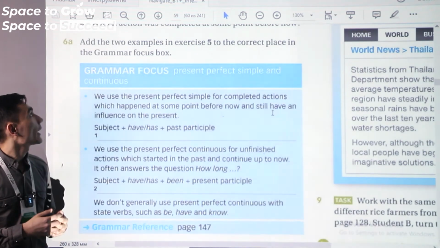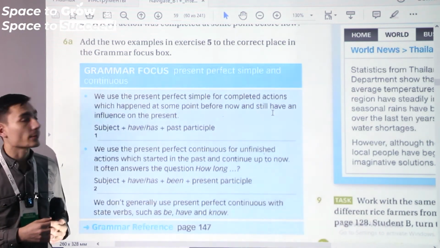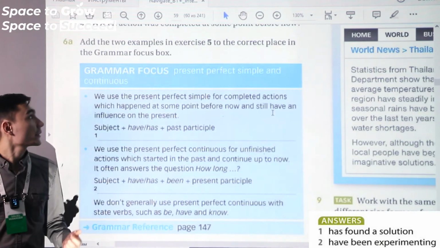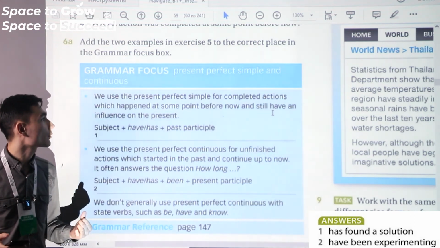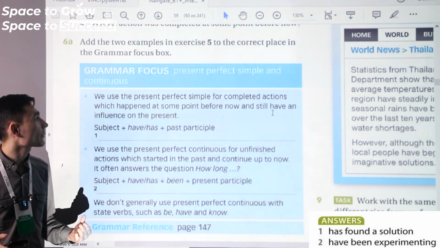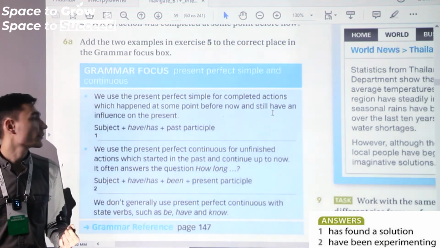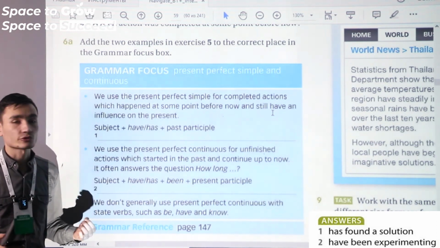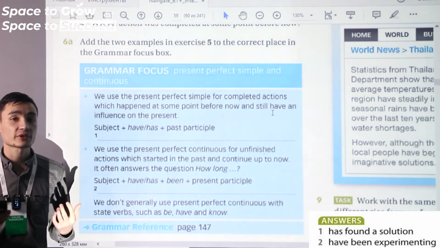Exercise 6A. Add the two examples in exercise 5 to the correct place in the grammar focus box. Grammar focus, present perfect simple and continuous. We use the present perfect simple for completed actions which happened at some point before now and still have an influence on the present. For example, here: subject plus have/has plus participle. So we use present perfect simple for a completed action, and the example is has found a solution.